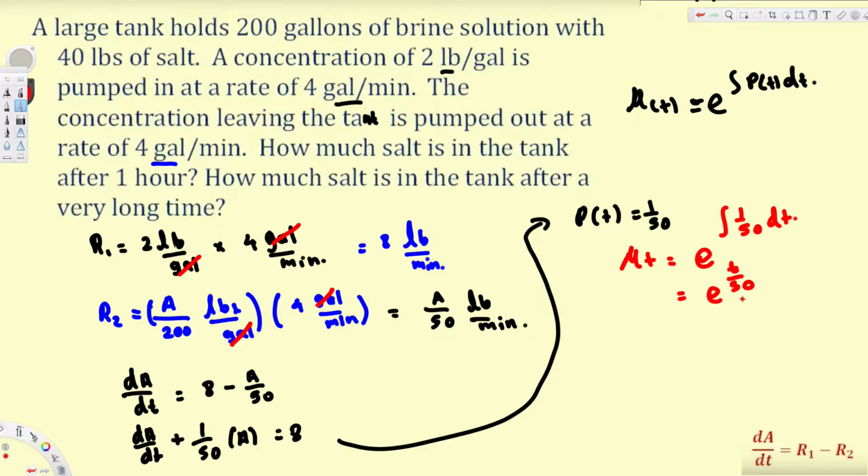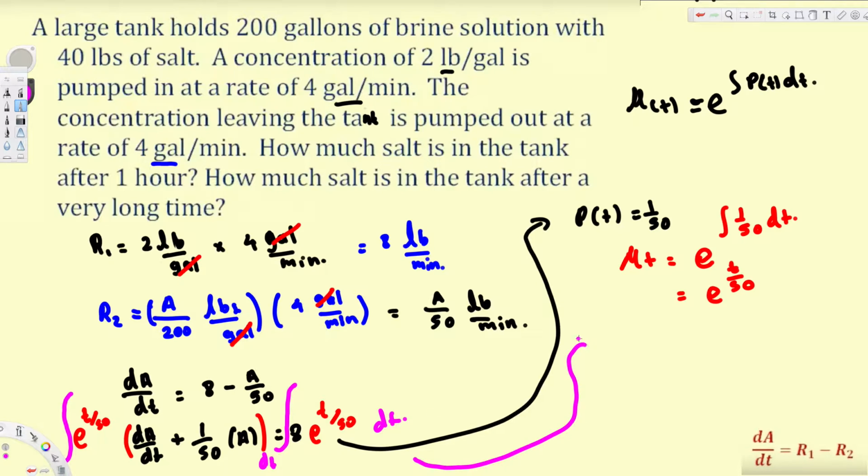Now after we find the integrating factor, we have to multiply this equation on both sides by the integrating factor. So we multiply this side by the integrating factor, which is e power t over 50, and on the other side we have to do the same thing. We multiply this one by e power t over 50, and after we multiply we have to do the integration on both sides with respect to t, so this is going to be dt, and let's continue this one right here.